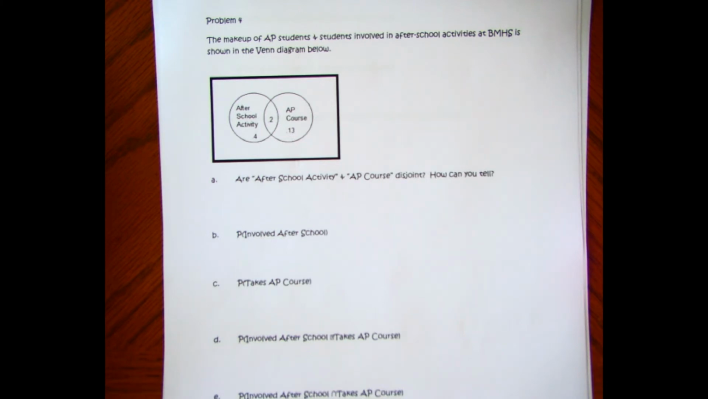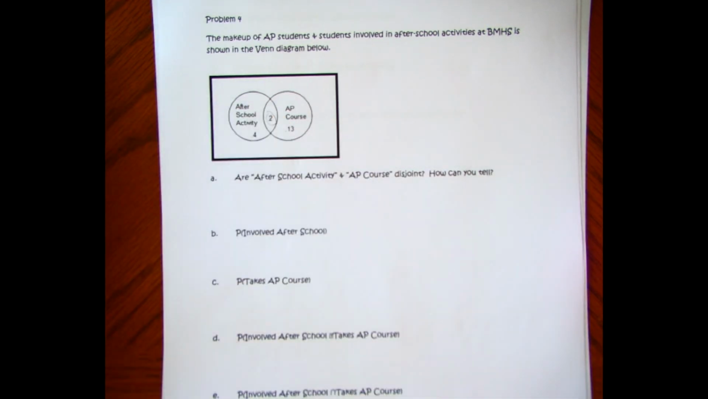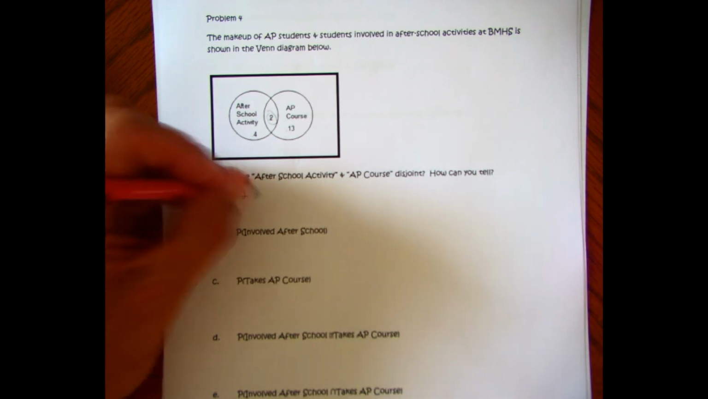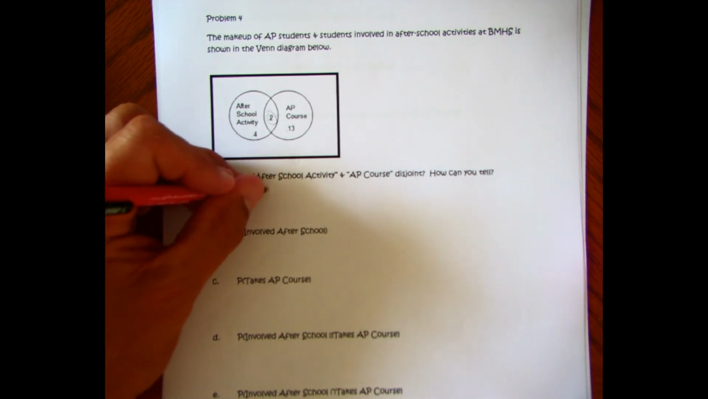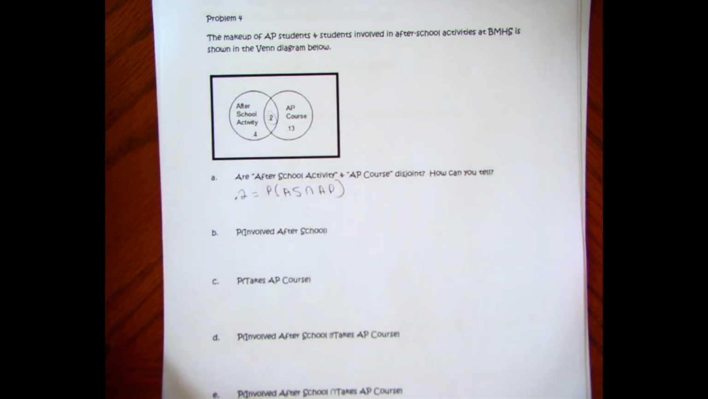Okay. So the first question is, are after-school activities and AP courses disjoint? And the answer is no, because 20% of students do after-school activities and AP courses. By the way, that's "and" right in the middle. So P(A and B) equals the probability of after-school activities and AP courses. If you have an "and," you don't have disjoint events. Okay, disjoint events means you could do one or the other, but not both. And there are students that are doing both, so those are not disjoint.